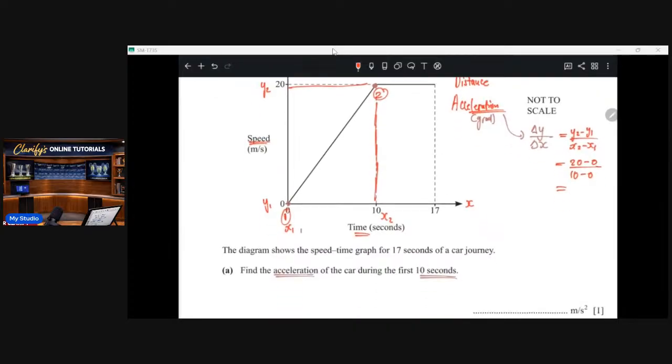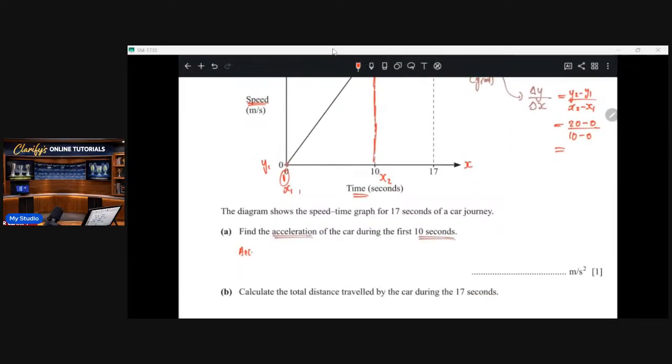So this is what you do. You're going to say acceleration is equal to the gradient, which is change in y over change in x, which is y2 minus y1 over x2 minus x1, which is 20 minus 0 over 10 minus 0, which is 20 over 10, which is 2. So this is 2 meters per second squared.